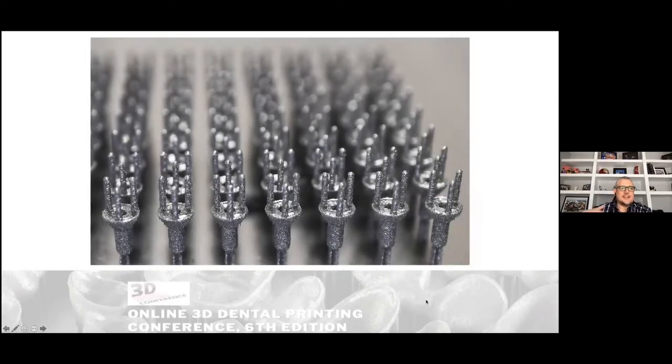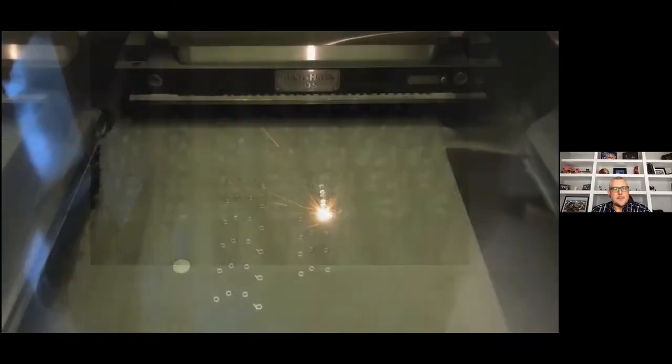If anyone has ever seen a build plate come out of metal printing, this was the build plate where the abutments come out, and I'm sure you can appreciate that the quality control is very high. There's still a lot of work to be done, and we'll talk about that.